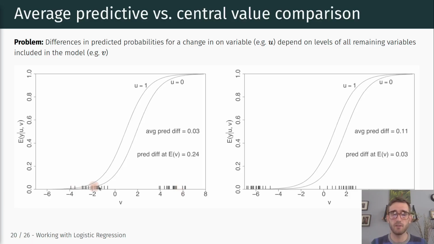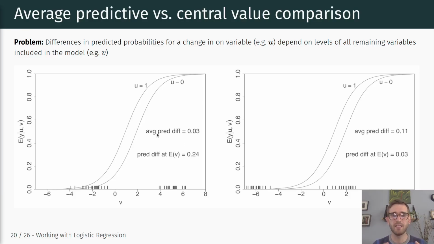Here on the left, we have a bimodal distribution: a lot of observations down here and a lot of observations up here. And on the right, the distribution of v is slightly different: we have a lot of observations down here and a lot of observations down here. So despite the fact that the logistic curves, the model that we could fit through these data, look fairly similar, there are different implications for changes in predicted probabilities for a 1 unit change in u at different levels of v.